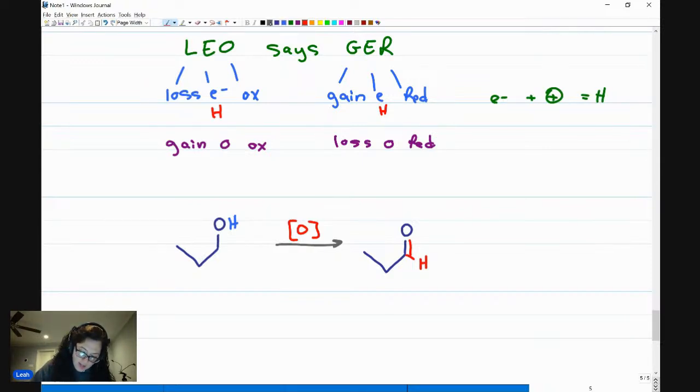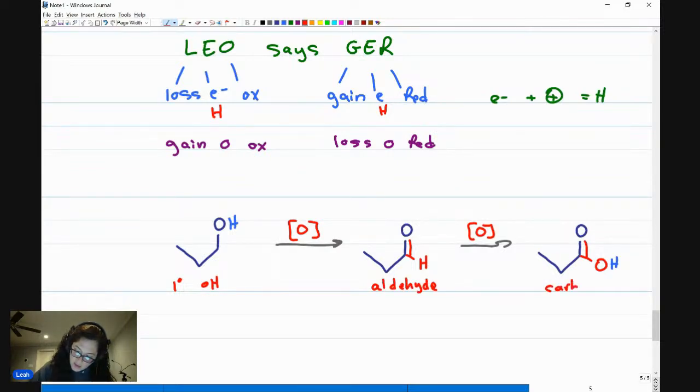But if I oxidize it again, I make it undergo another round of oxidation, what'll happen is from having 2 bonds to oxygen, I get a 3rd bond to oxygen. And by the way, I also get a hydrogen. So I'm starting with a primary alcohol going to an aldehyde going to a carboxylic acid. And I'll just put carboxy for the sake of amount of space.